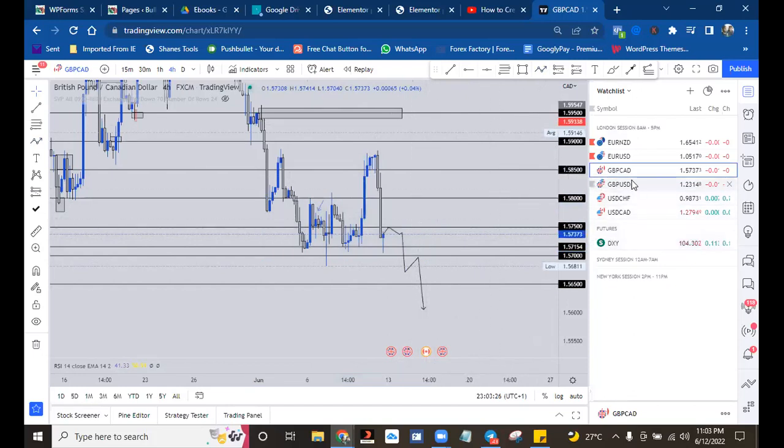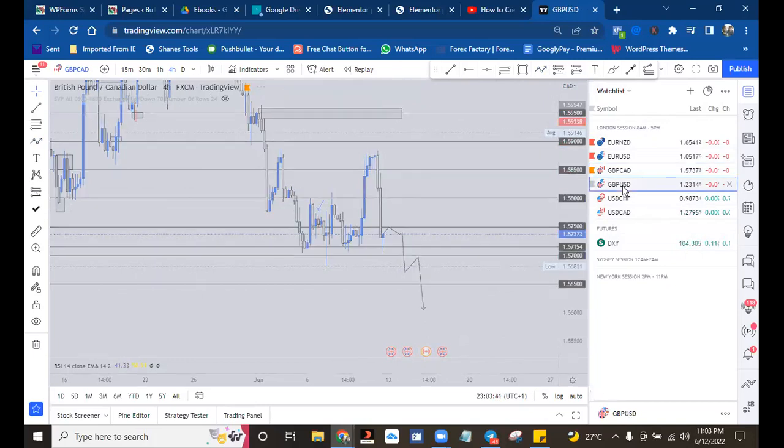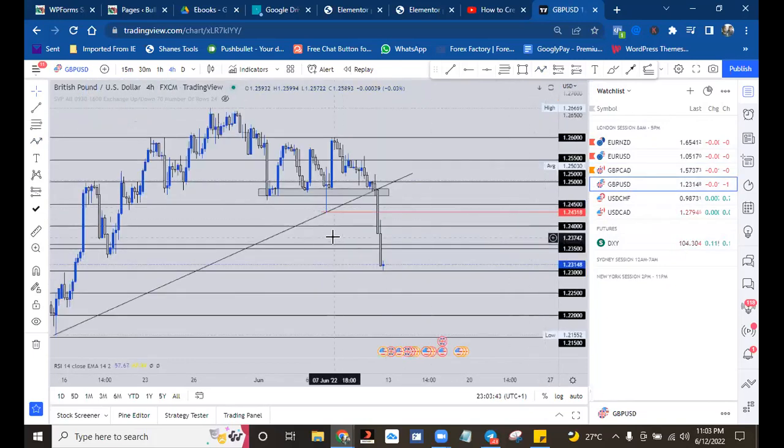So for GBP CAD, I have nothing more to say on it for now until I see a good breakout to my anticipation. So I'll just color this one yellow, orange, meaning I'm still expecting more analysis on it.